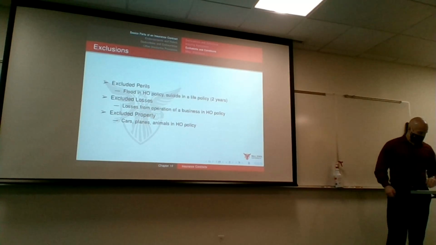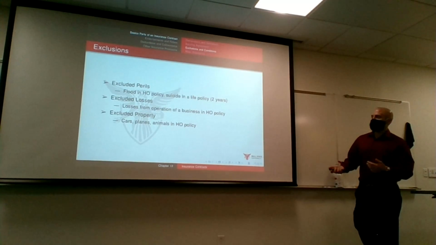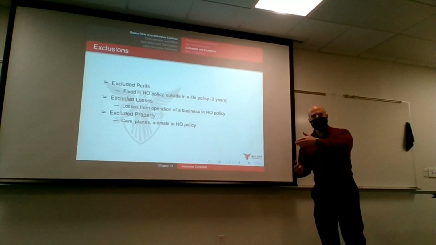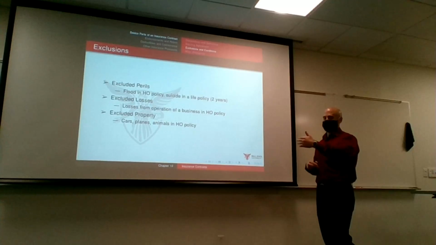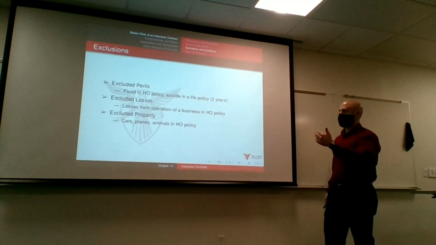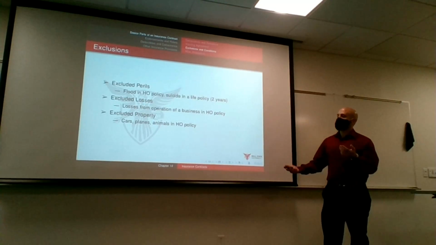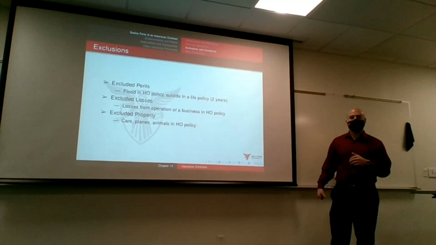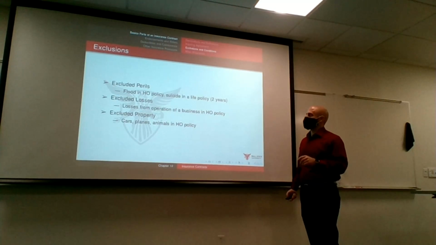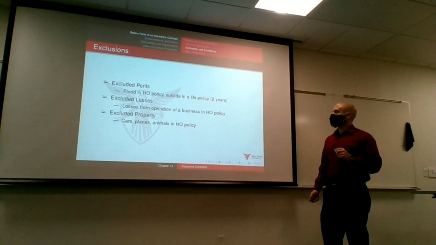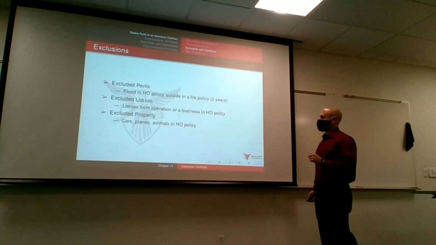Now, some common exclusions. An exclusion, we would see this maybe in a named peril policy, and then you have things that are not covered, perils that are not covered. So I've already covered flood in a homeowner's policy. Another example would be suicide in a life policy is not covered for the first 2 years, with a few exceptions. Some states it's 1 year, but it can't be more than 2 years.